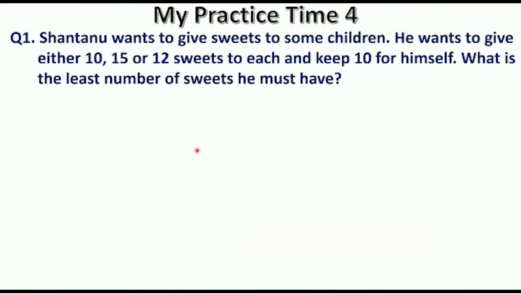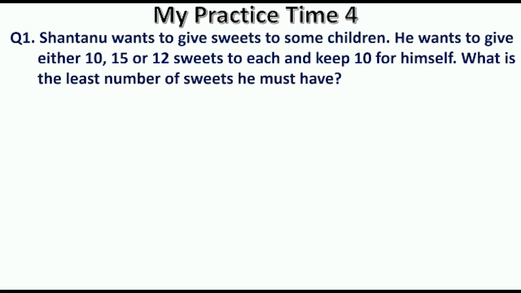The question number 1 is: Shantanu wants to give sweets to some children. He wants to give either 10, 15 or 12 sweets to each and keep 10 for himself. What is the least number of sweets he must have? Whenever the question is asking to find the least number, the minimum number, we have to find the LCM.